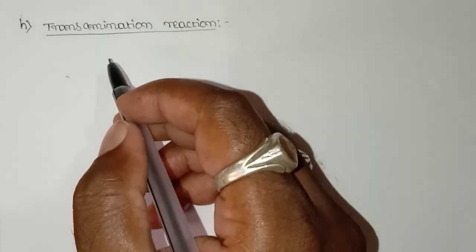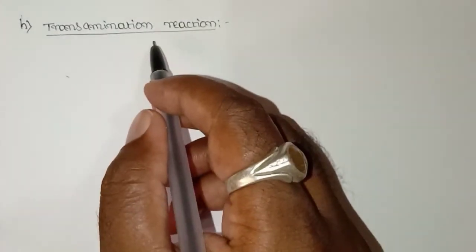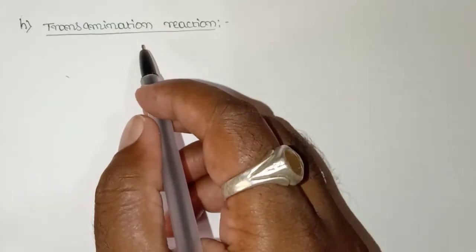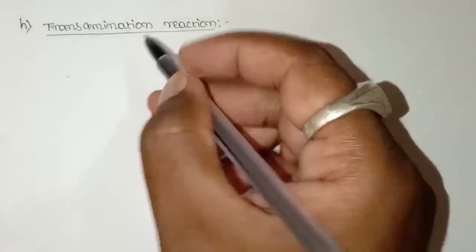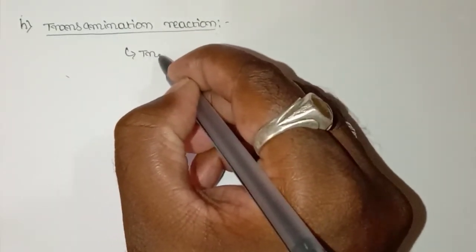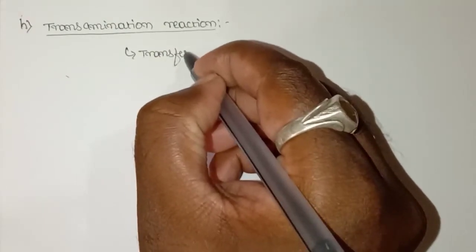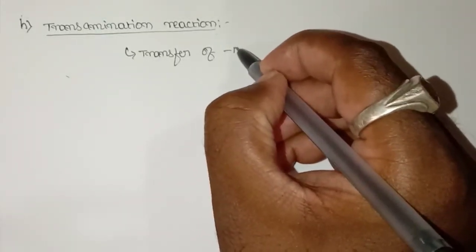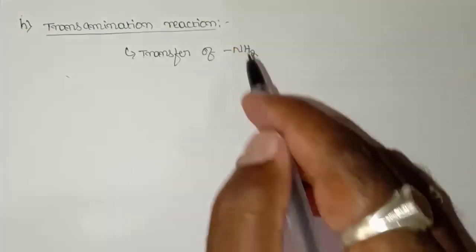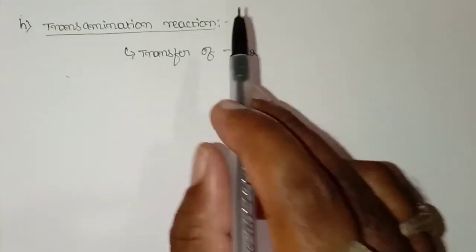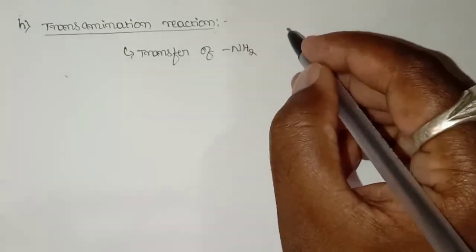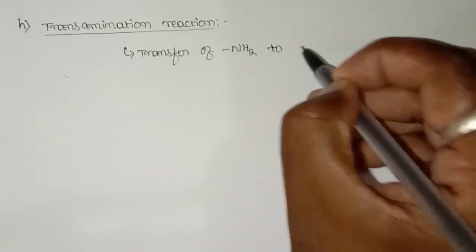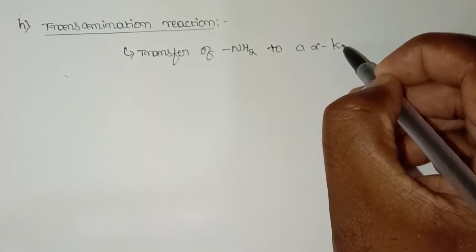This reaction is the transamination reaction. The heading itself tells you it is transamination, which means there occurs transfer of the amino group, transfer of the NH2 group from an amino acid. But the question that comes to our mind is, we are transferring the NH2 group, but to which material? To where are we transferring this NH2 group? The transfer of the NH2 group will be performed to an alpha keto acid.